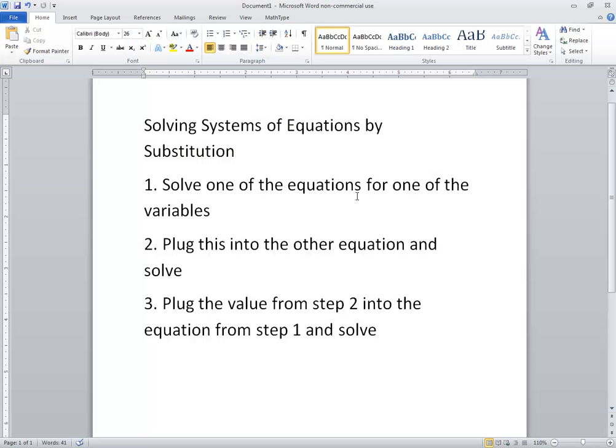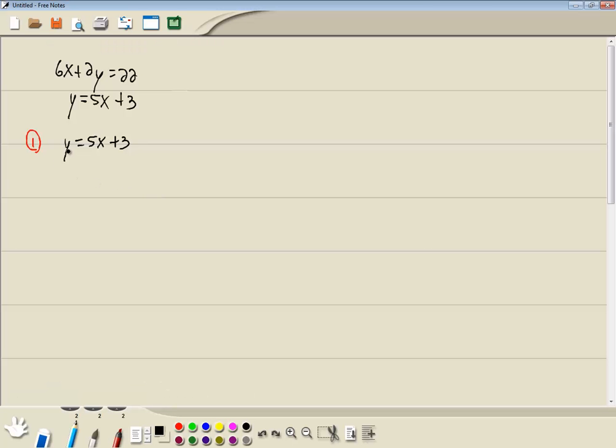So solve one of the equations for one of the variables. This is already solved for y, so that's a perfect one to pick. Now, which one's the best equation to pick? Well, the one with a variable with no number in front of it. This has a 6 in front of the x, this has 2 in front of the y, this has a 5 in front of the x, so this one is the perfect choice.